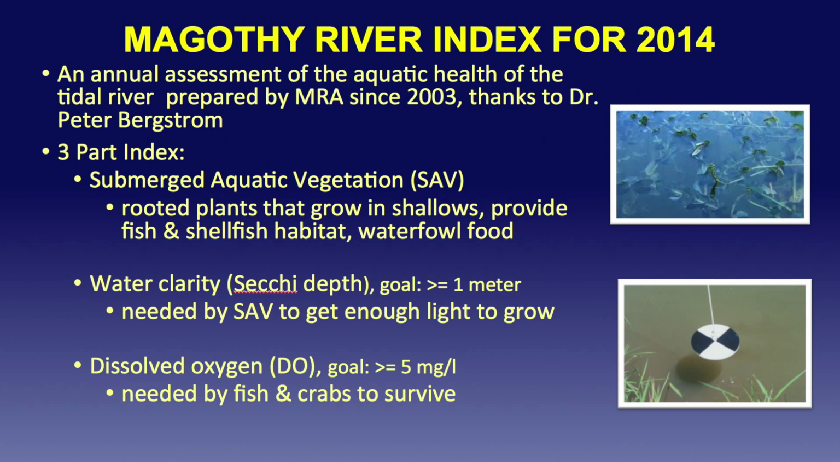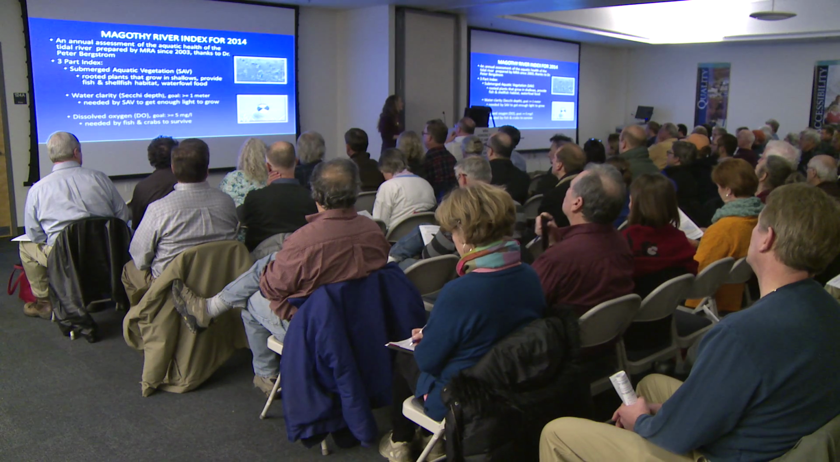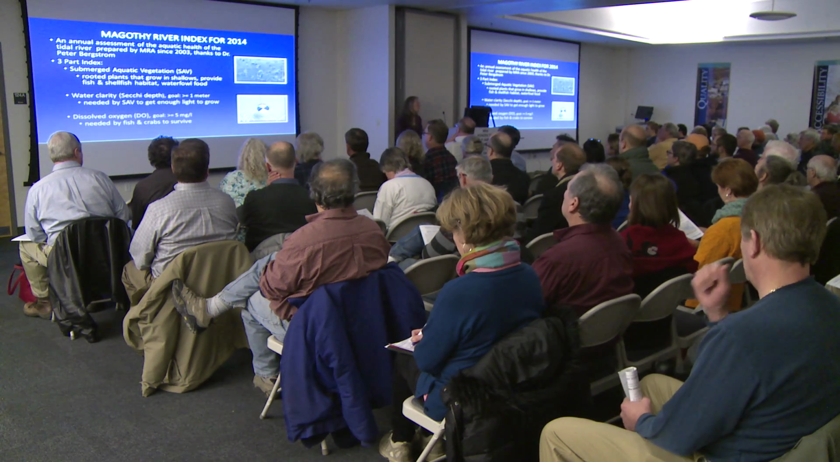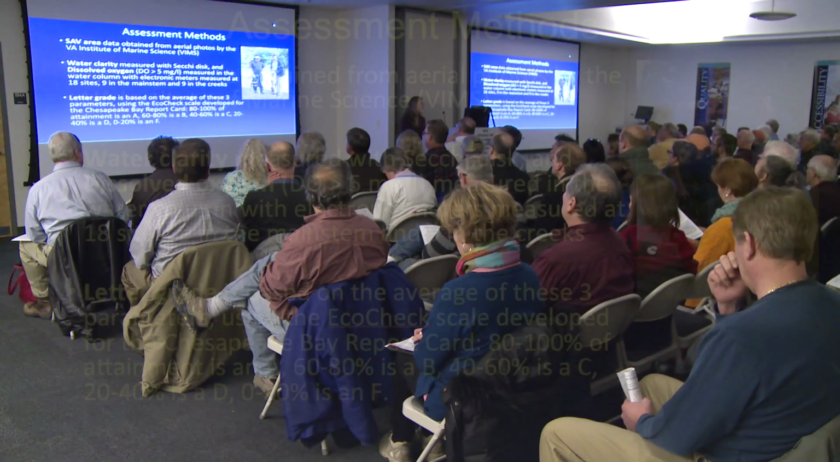And then the third item is the concentration of dissolved oxygen. So we measure that at depth in the deep stations and at surface in the very shallow stations. And again, every time we have a DO value greater than or equal to 5 milligrams per liter, that's a passing grade. So the idea here is that we need about 5 milligrams per liter for good survival of fish and crabs. So those are our 3 parameters that we use to calculate the index.